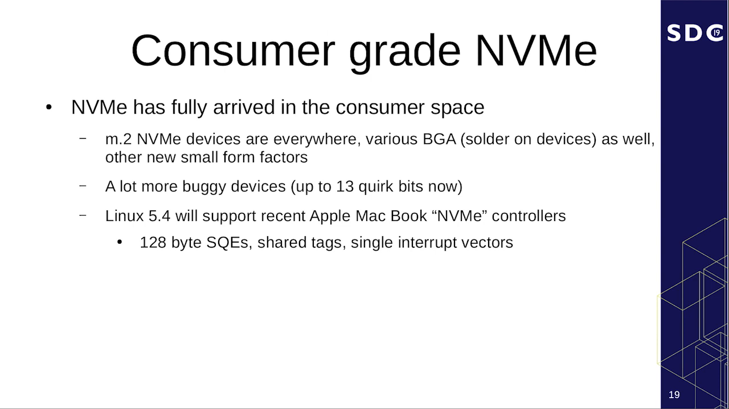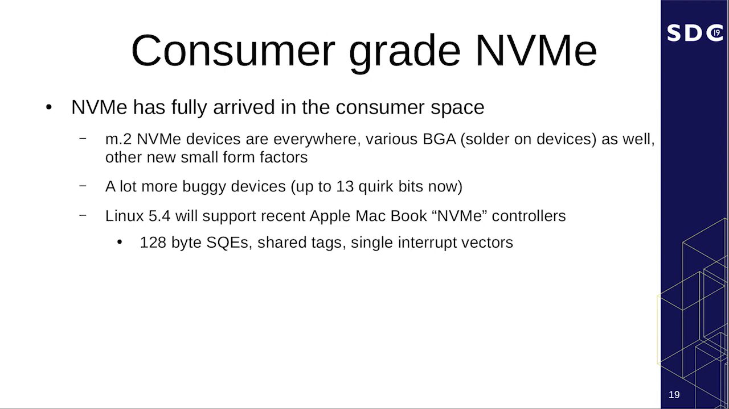For consumer stuff, we've now used up 13 of our quirk bits, so we have 13 different misbehaviors we need to work around for specific devices, and that doesn't even count the ones we work around for devices that don't even need it.